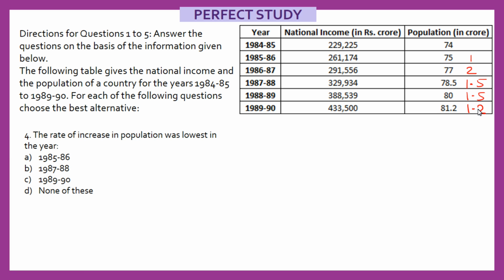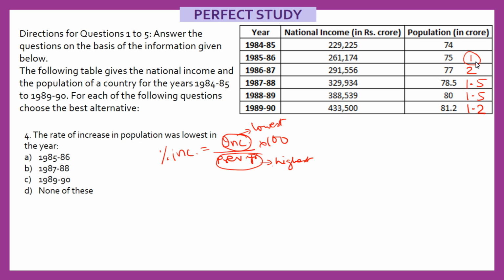If we want the lowest rate of increase in population, as per the percentage increase formula, it is increase by previous year into 100, but I am not going to do any calculation here because it is not required. If I want lowest, this value should be comparatively lowest, not exactly, but comparatively. Comparatively, this should be lowest and this should be highest comparatively. So which all are possible? See, 85-86, this is possible.